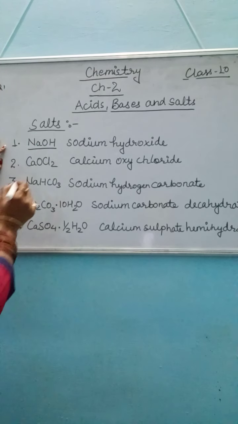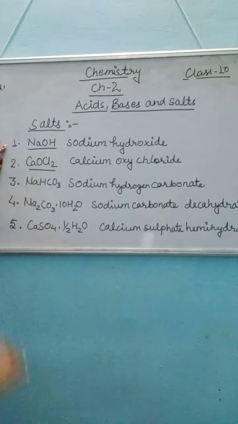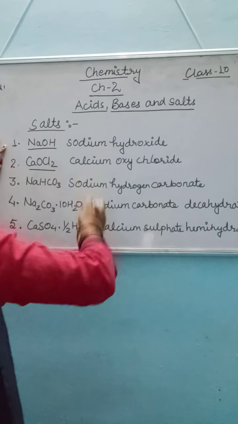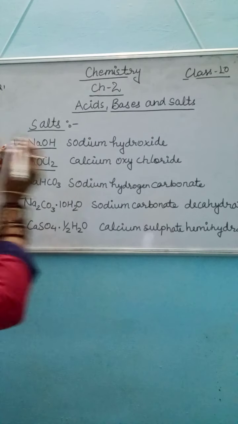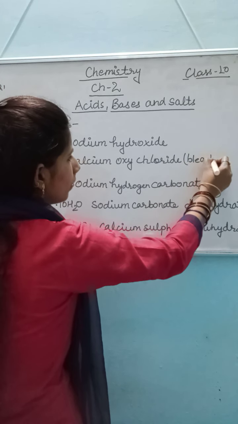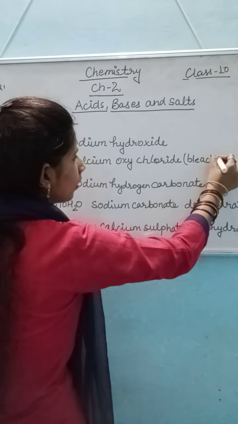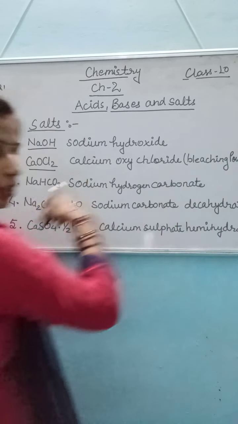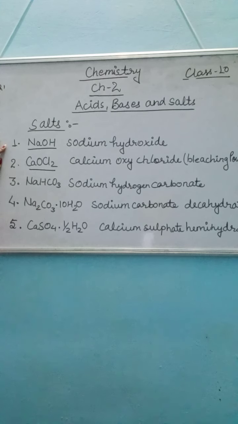Number two, CaOCl2, calcium oxychloride. The common name of this salt is bleaching powder. This is the common name of this salt.